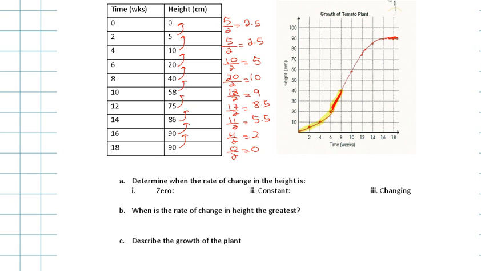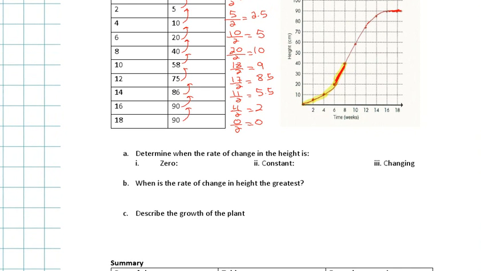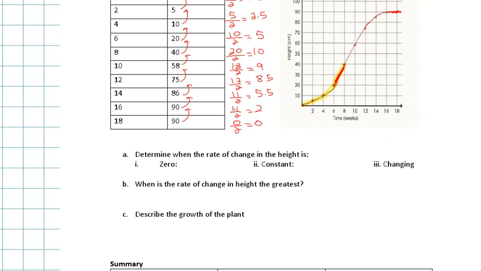Now, when was the rate of change 0? Determine when the rate of change in the height is 0. Okay, from 16 to 18, you mean, right? From 16 to 18, right? If I do the difference between these two, if I do the slope right here, I'm gonna get a slope of 0.